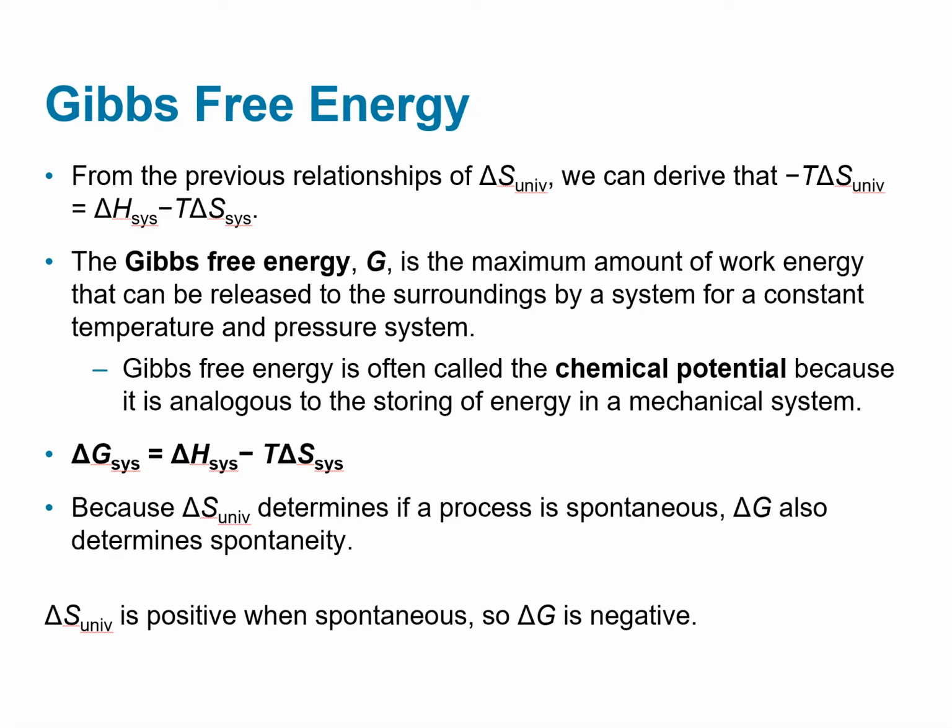And we often refer to it as chemical potential because it's really similar to the storage of energy in mechanical systems. So the relationship that's really important for everyone to remember here is this third bullet. Delta G equals delta H minus T delta S. So change in Gibbs free energy is going to equal the change in enthalpy of a system minus the product of the temperature in Kelvin times the change in entropy of the system.